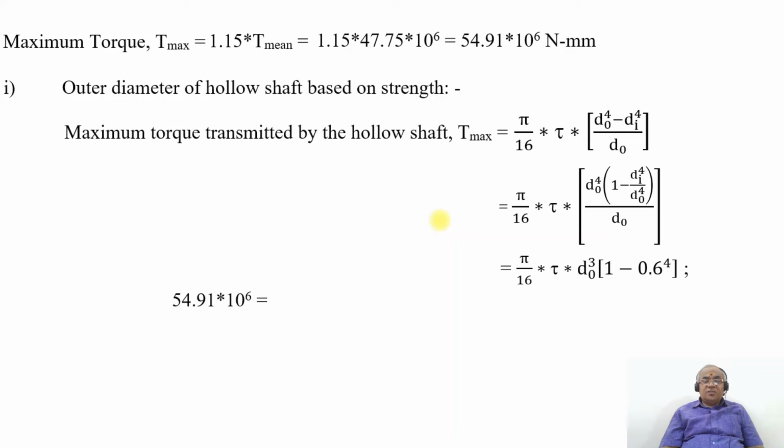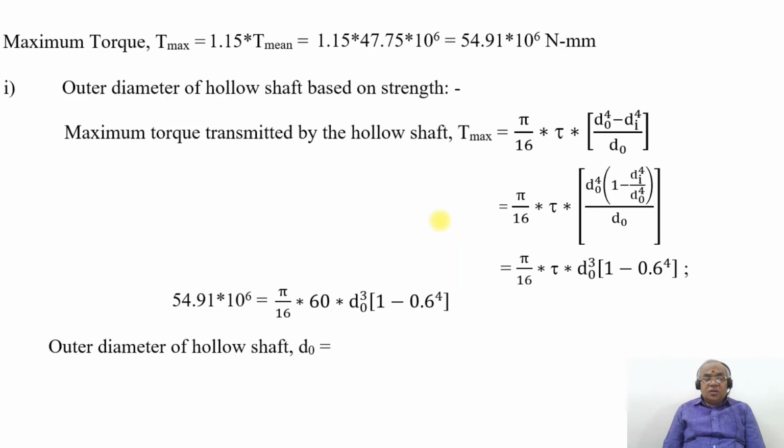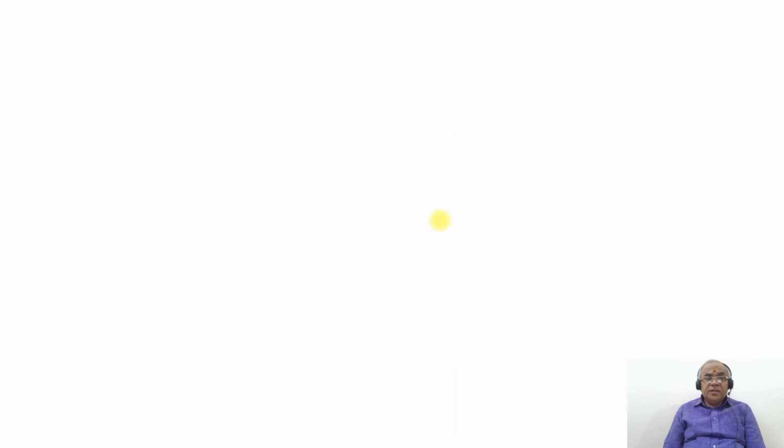On substitution, 54.91 into 10 to the power of 6 Newton mm will be equal to pi by 16 into tau, which is 60, into d naught cube into 1 minus 0.6 to the power of 4. So on cross multiplication and simplification, outer diameter of the hollow shaft, which is d naught, will be equal to 174.95 mm, which is approximated to 175 mm.